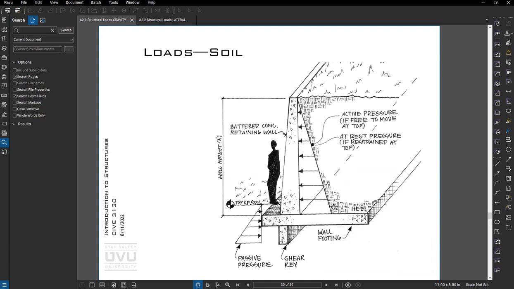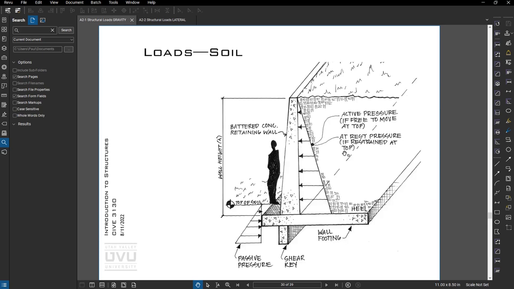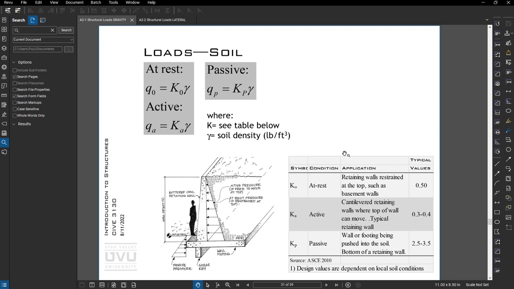I don't have a free body diagram. When we get into concrete, we'll get way more into retaining walls. As far as soils go, there's the at-rest pressure, active and passive. Active is for a retaining wall like this, that it's unrestrained at the top, and it's about 0.3 to 0.4 times the soil density, the pressure is. So this case of P, or case of active, times gamma. Gamma is the soil density.